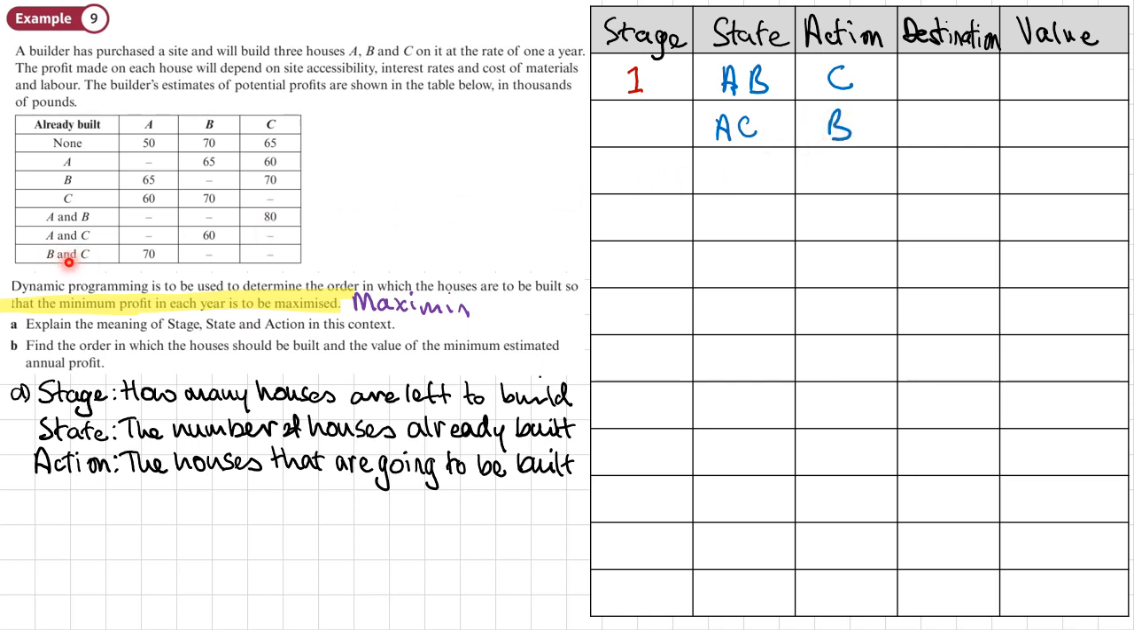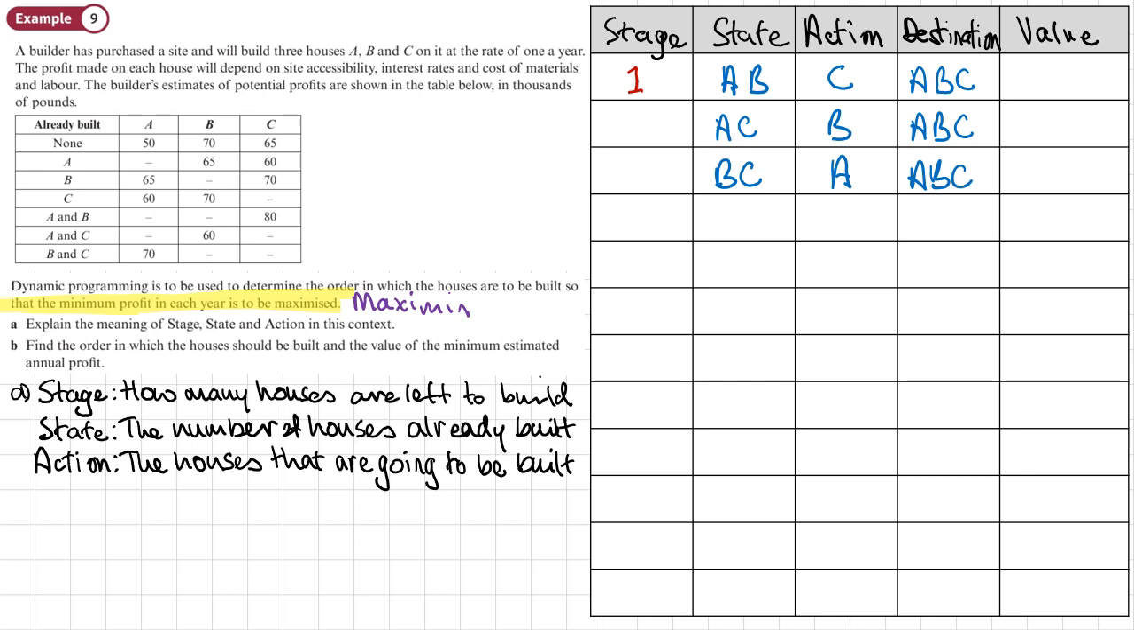And we could have B and C in terms of a state, which means that houses B and C have been done, which means that leaves house A to be done. Now, in all three of these cases, the destination will be that all three houses have been completed, A, B and C.